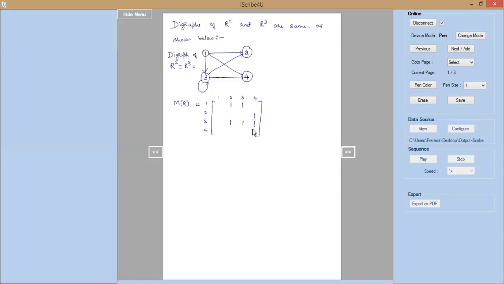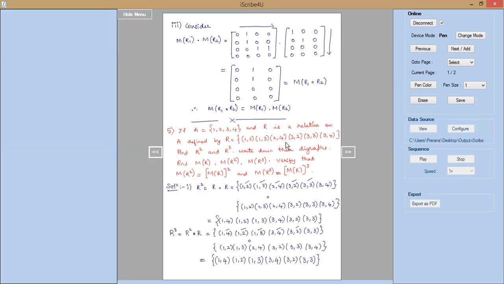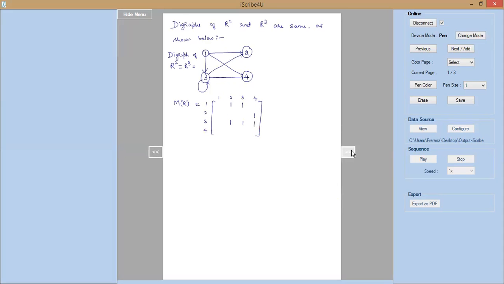So we have how many ones? 3 plus 3, 6 ones. And there should be 6 ordered pairs in the relation R. True, no? So the rest of all the elements in the matrix will be 0. So this was matrix R for us.